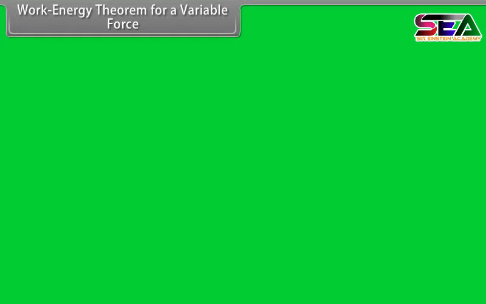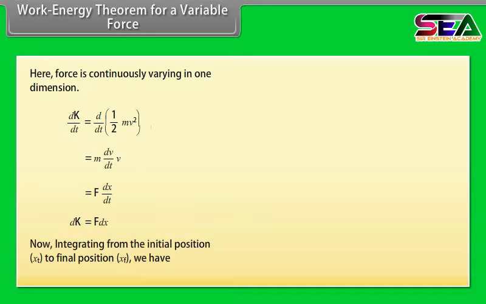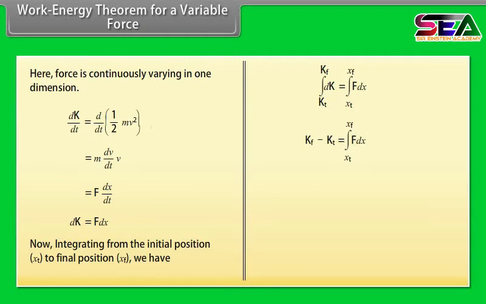Work energy theorem for a variable force. Here, force is continuously varying in one dimension. By calculating dK by dt equal to d by dt of half mv square, we get dK upon dt is equal to F into dx by dt, which gives dK is equal to F dx. Now, integrating from the initial position xi to final position xf, we have Kf minus Ki equals work.